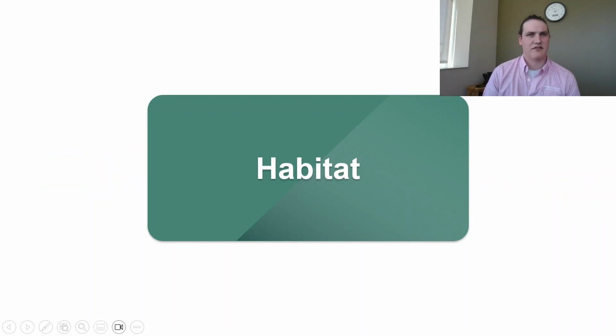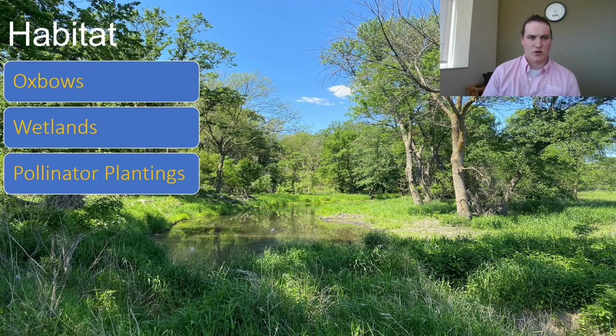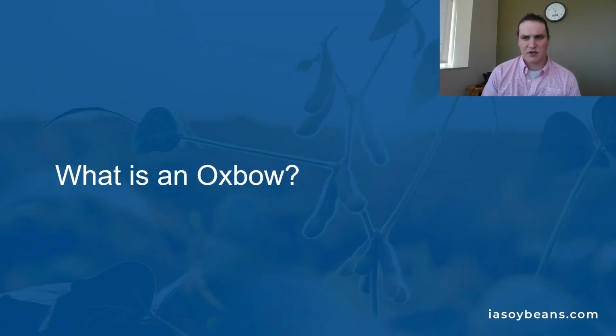The last part of the decision tree is the habitat side of things. We're going to talk about 3-4 different kinds of habitat edge of field practices that we can do. We have oxbow restorations, wetlands, pollinator plantings, and we're also going to talk about prairie strips. So what is an oxbow? We'll just discuss that real quick first.